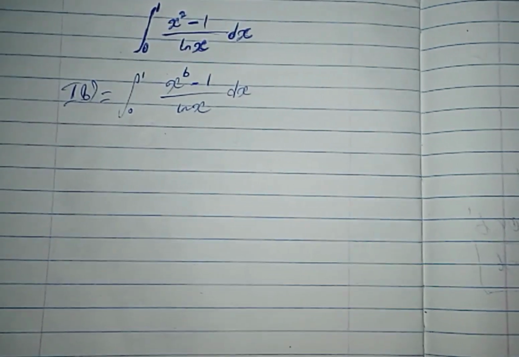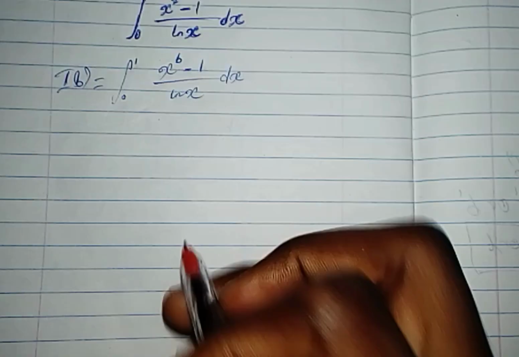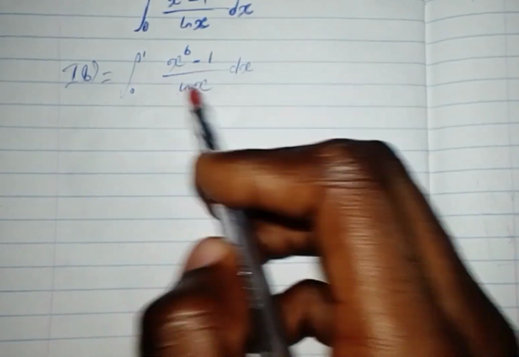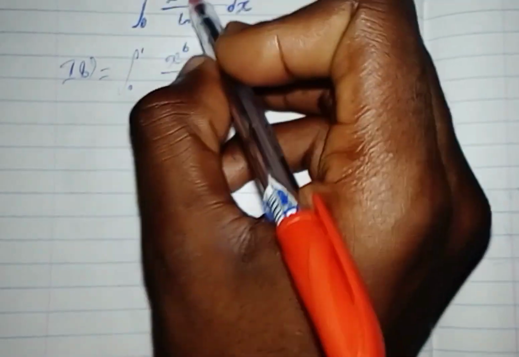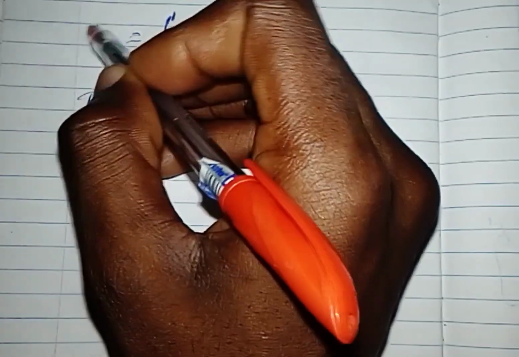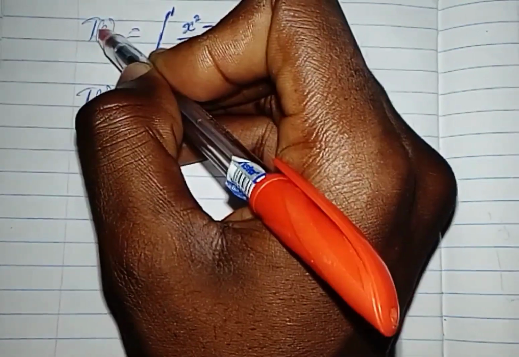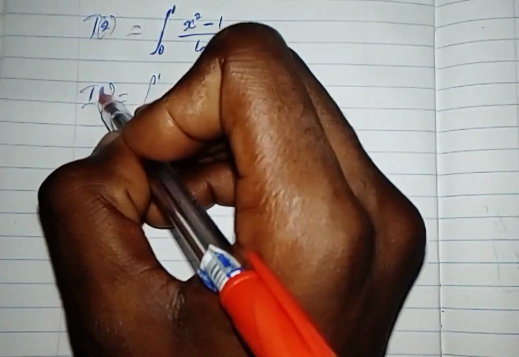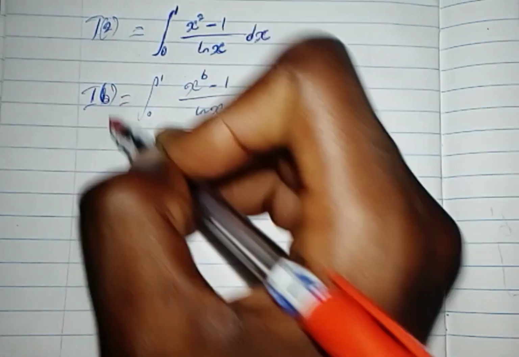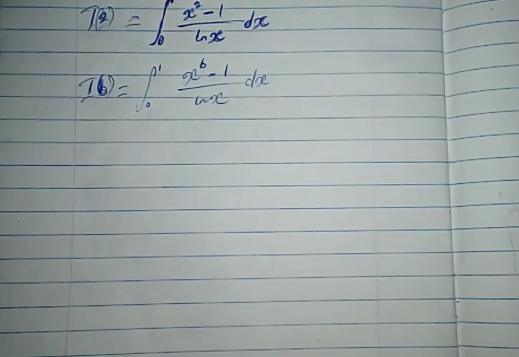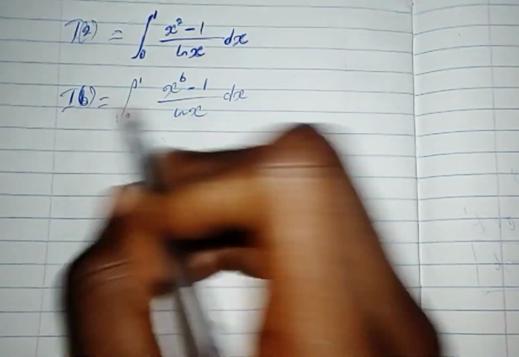So if I of b is the integral from 0 to 1 of (x to the b minus 1) over ln x dx, then the initial integral should be equal to I of 2, right? Yes, because we made b equal to 2 here. So b is now the parameter, and we have to differentiate this integral with respect to b.